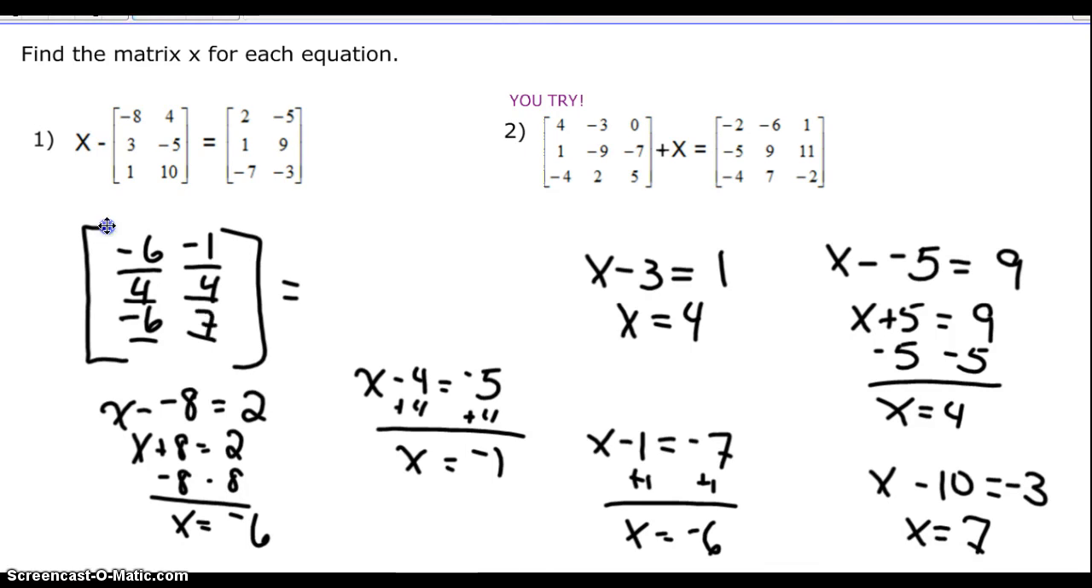And you can try the very last one, and you're going to know you're right when you add them back together and get the resulting matrix.